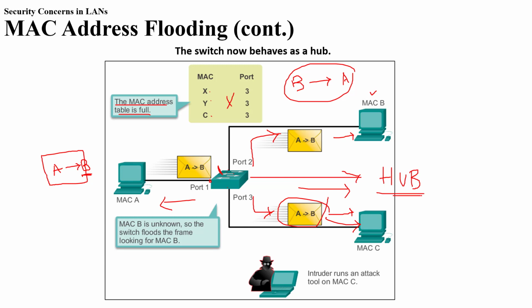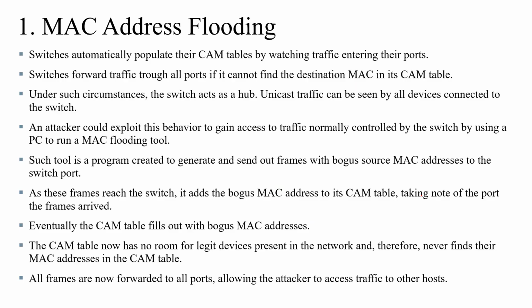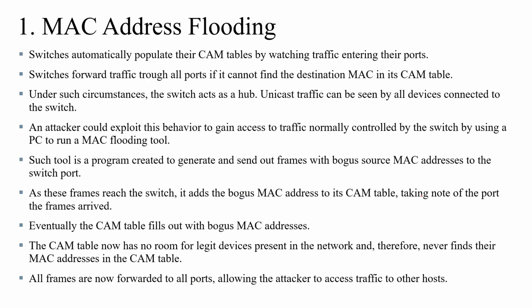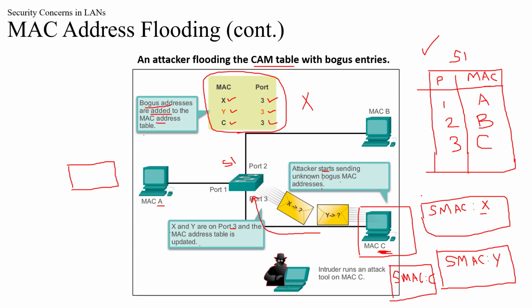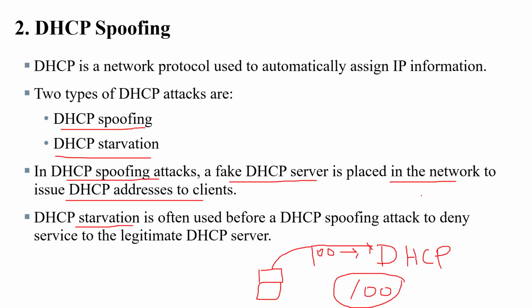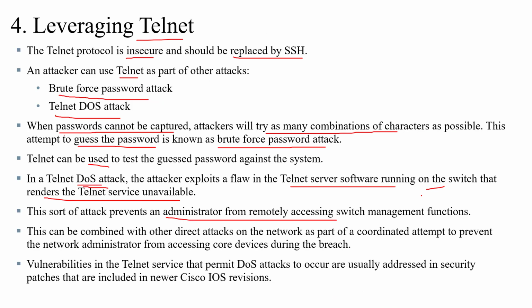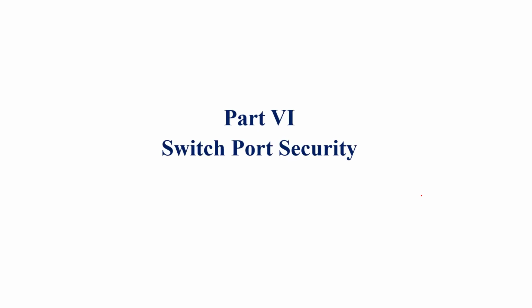So this is how MAC address concepts will be used for attacking. We studied four different concepts here, the security concerns. The first one is MAC address flooding. The second one is DHCP snooping and DHCP starvation, which we also studied. Then leveraging the Cisco Discovery Protocol, then leveraging the Telnet protocol. So these are the four different types of attacks we studied here. Then the last topic here, switch port security.